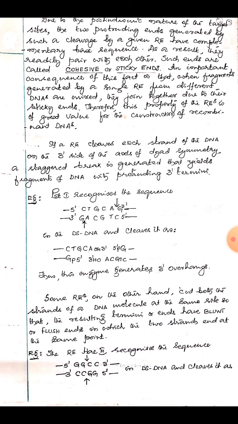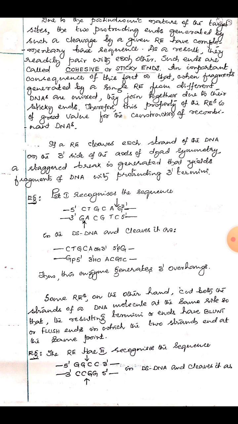My dear students, please do understand and note down this point, because in my coming classes I need to highlight this particular property. Now, if a restriction endonuclease cleaves each strand of the DNA on the 3' side of the axis of dyad symmetry, then you get 3' overhangs. In the earlier case, the EcoR1 case, we saw 5' overhangs.